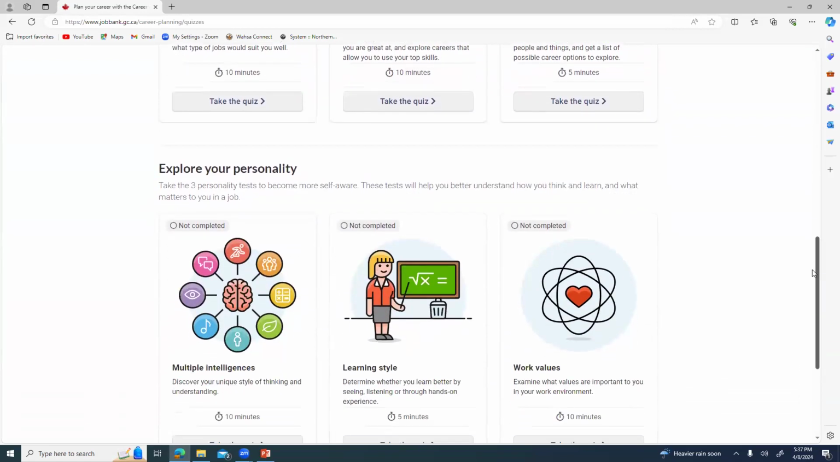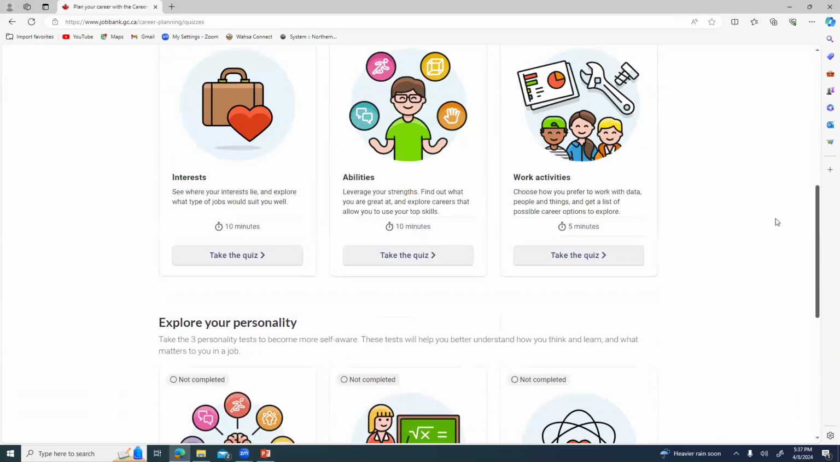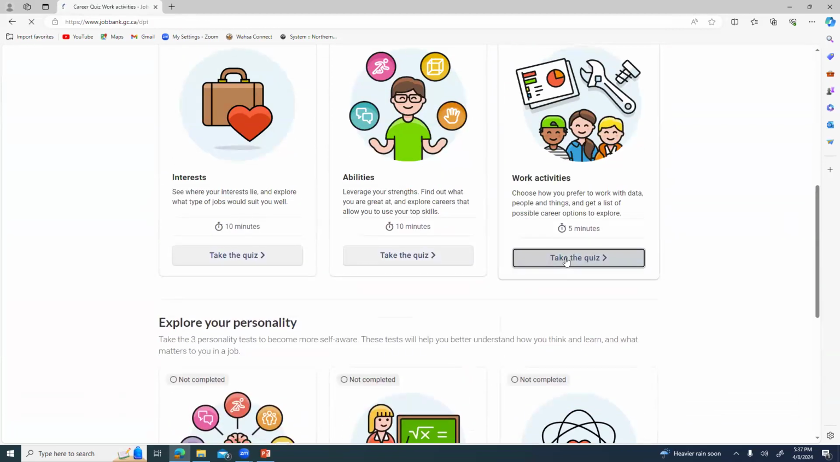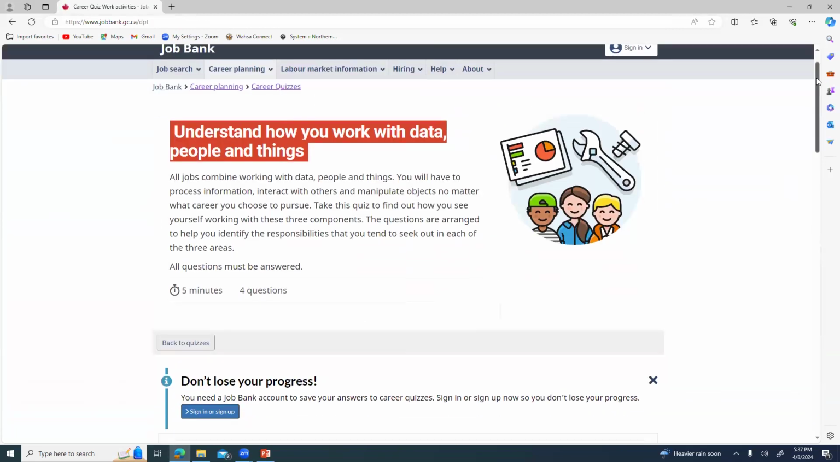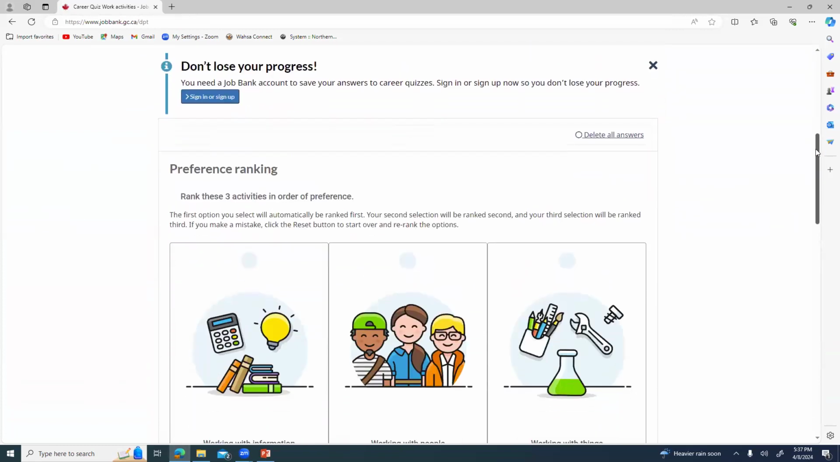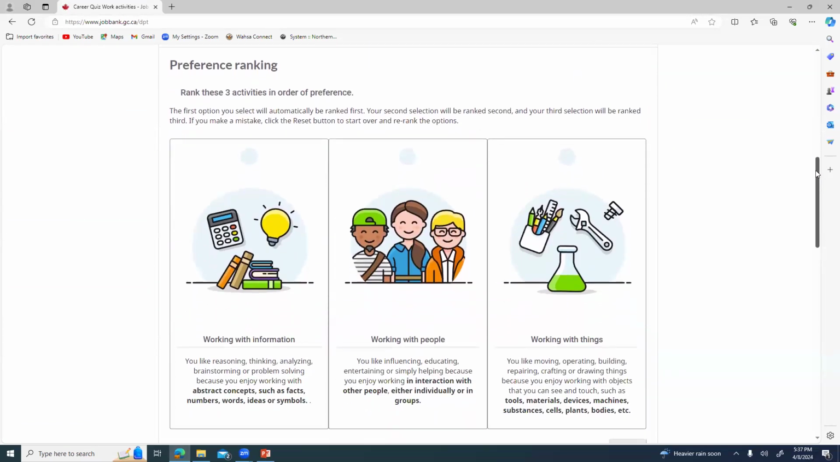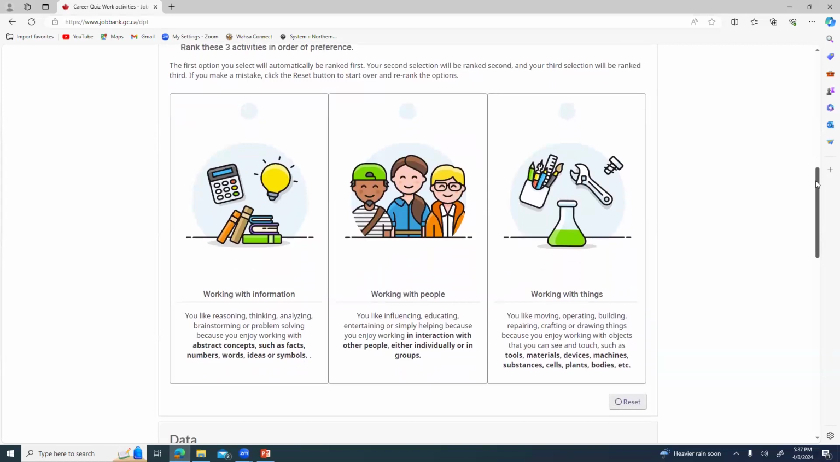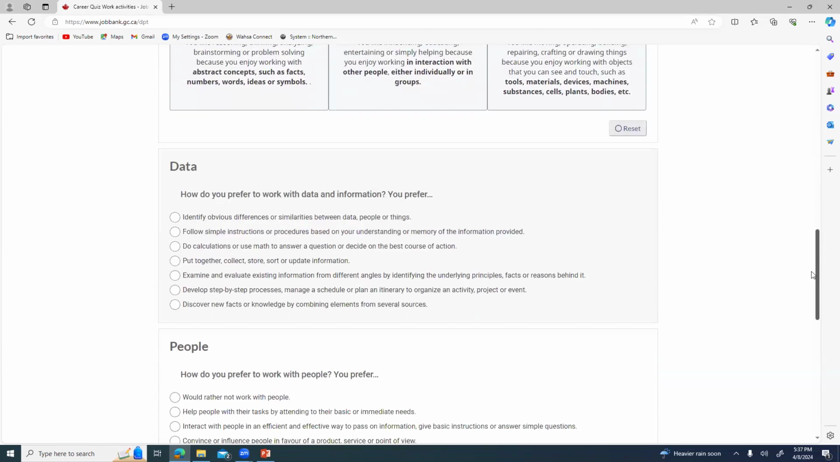And then personality quizzes, which we looked at before too. I'm going to take a look at this one because it's kind of quick. And like I said, I think it shows you different types of careers. Rank these 3 activities in order of importance. Okay, so let me think. Information, people, things.